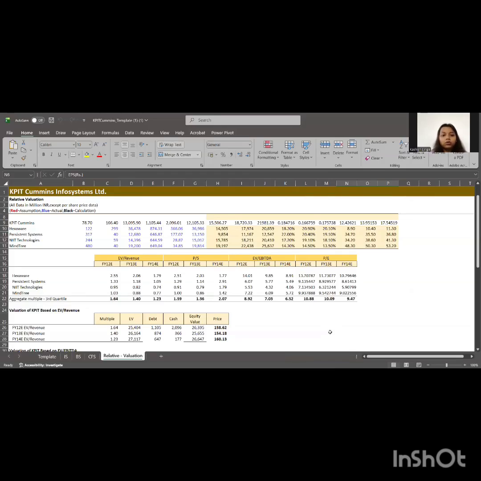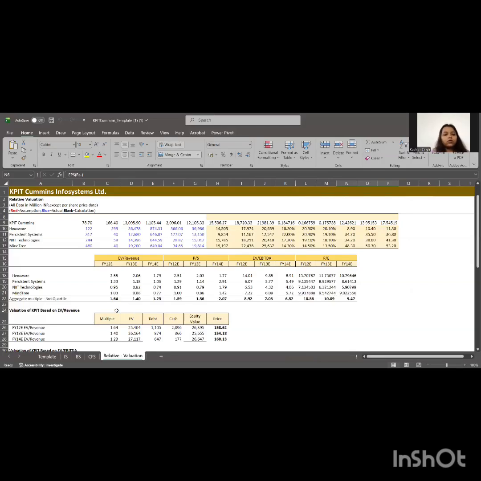This conclusion, however, should also consider qualitative factors like KPIT's growth prospects, client base, or market trends in the automotive and IT engineering spaces. That's why relative valuation is a great starting point, but not the only method. We often combine it with DCF or other approaches for cross verification.